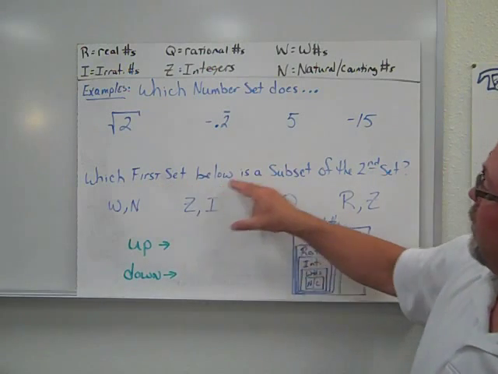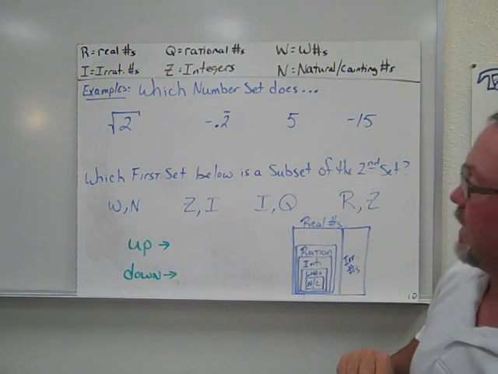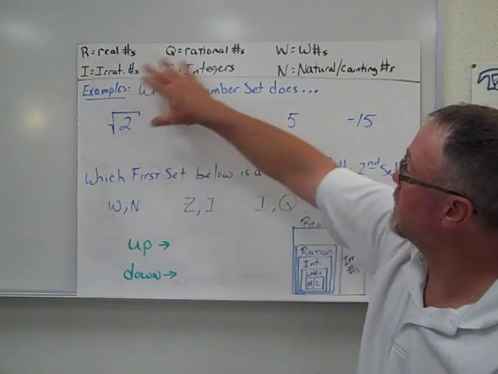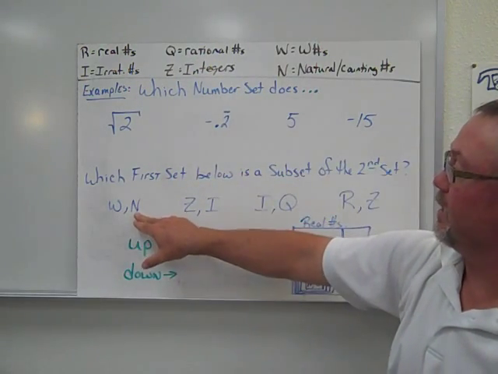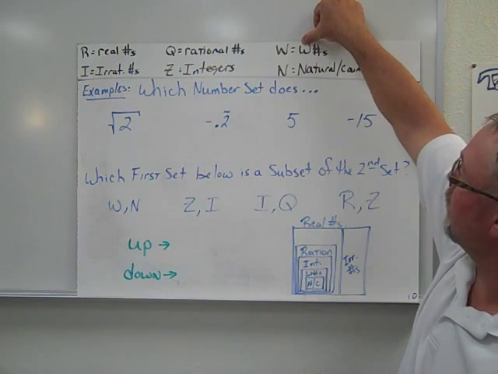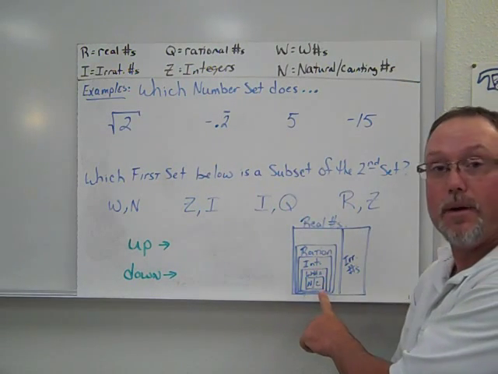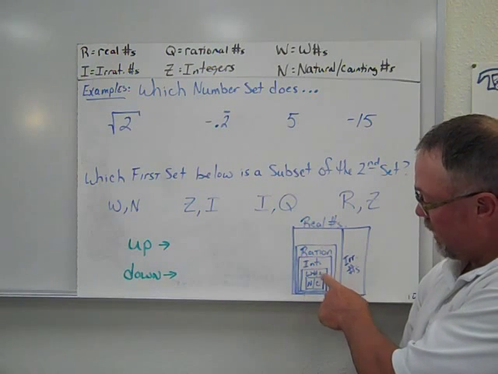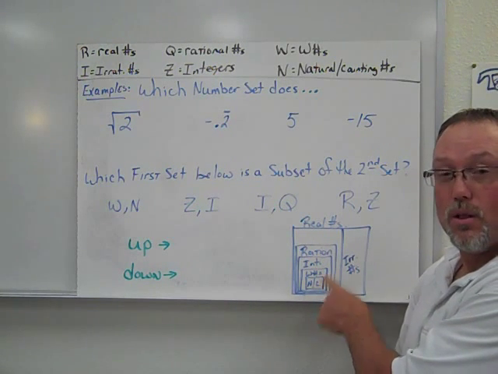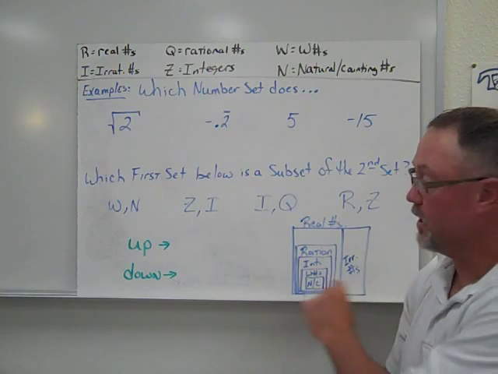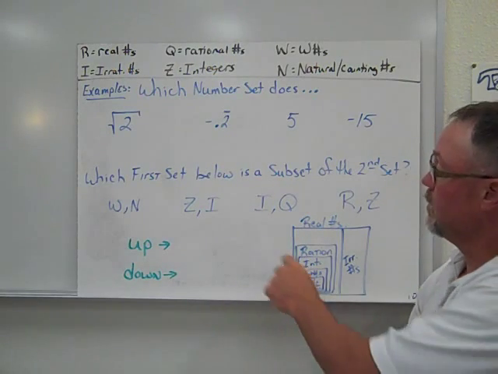So which set below is a subset of the second set? So if I go back to my code here, I have W, N. Well, is a whole number a part of a natural number? Well, if you look at my diagram down here, I start at whole and I go this way. Look at the direction that my finger's going on this. Think of these two words.